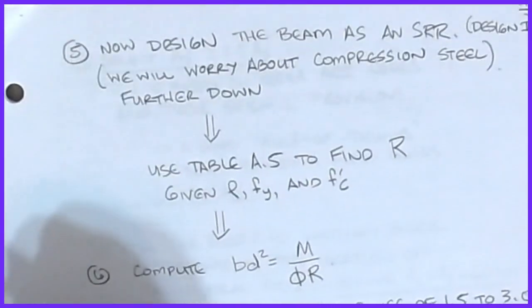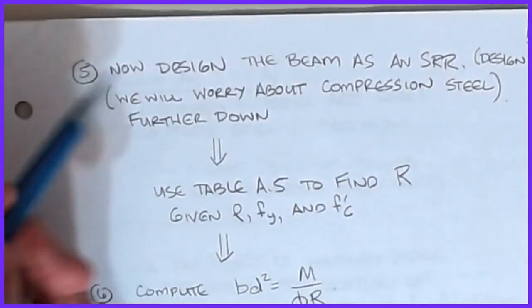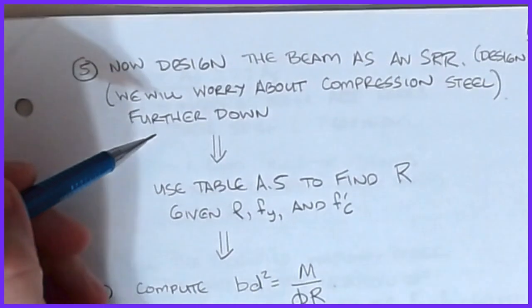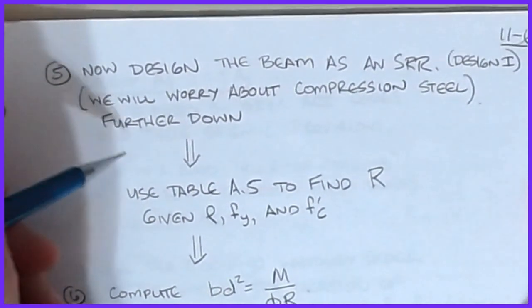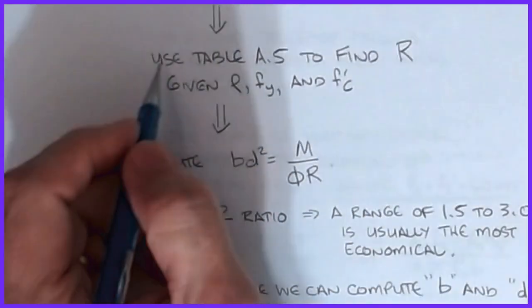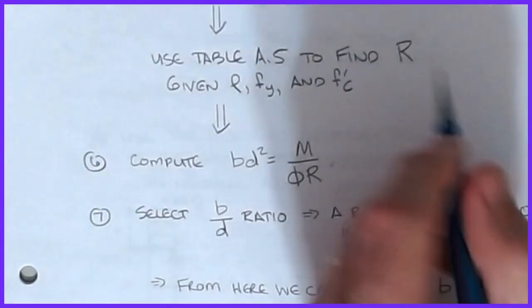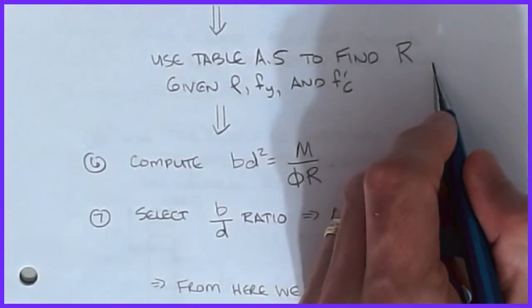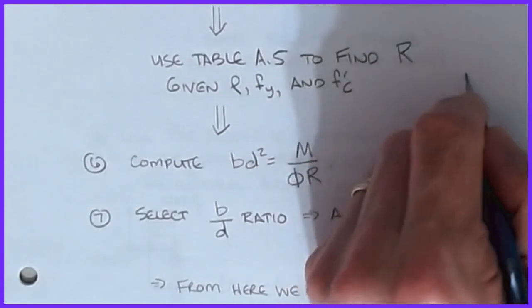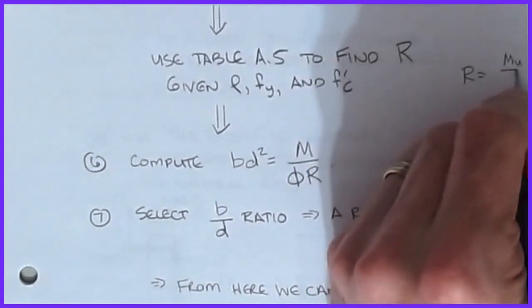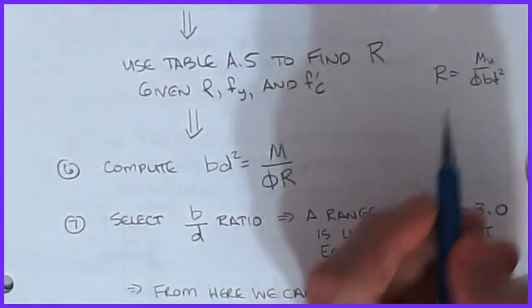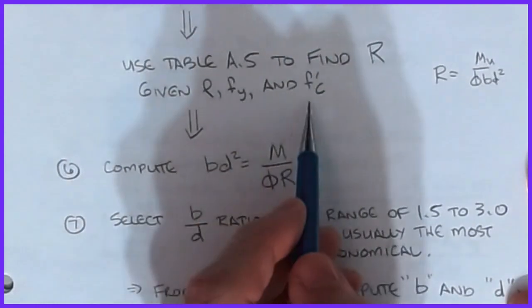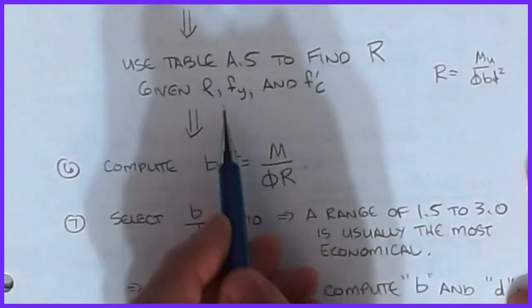We take our beam, and we're going to design the beam first as an SRR beam, which was our design 1 case when we were analyzing that. And we'll worry about the compression steel a little bit further down. So you do it just like you did before. We can calculate using that table A5, our structural resistance factor tables, where R was equal to Mu over phi BD squared. And so I can find an R for a given rho, Fy, and F prime C, because those were the 3 parameters that we needed to get into it.